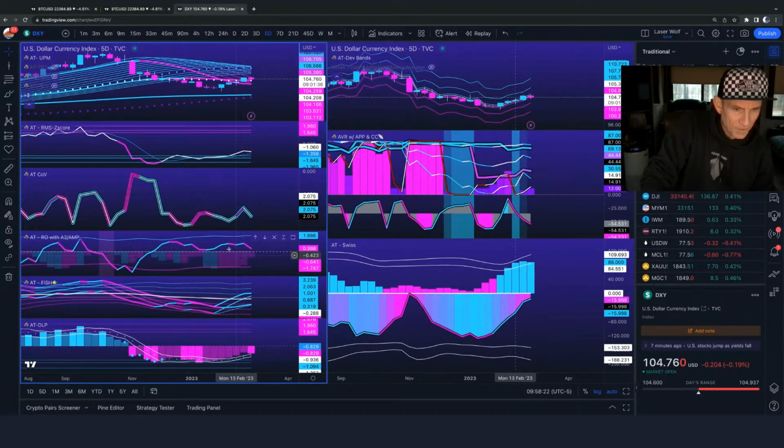Yeah, and we're setting up some divs too. Setting up divs on the 5-day. The 21-day looked a little overcooked.